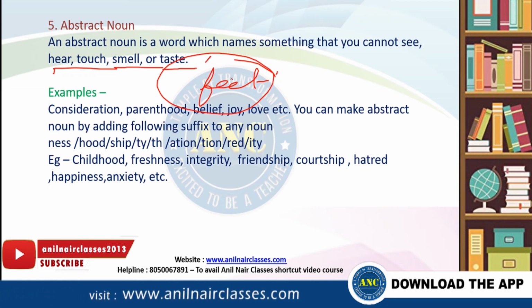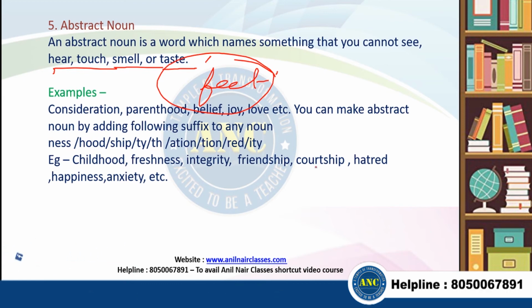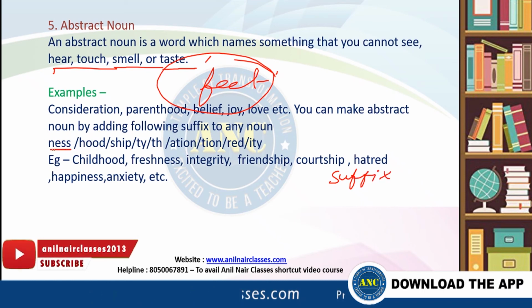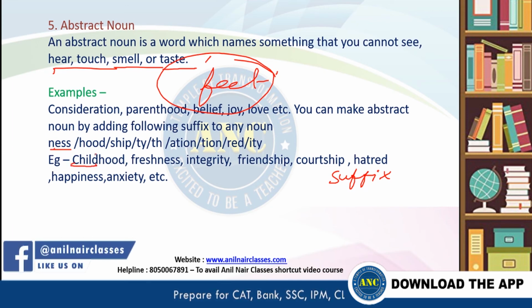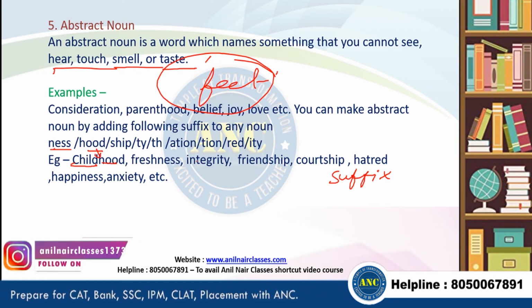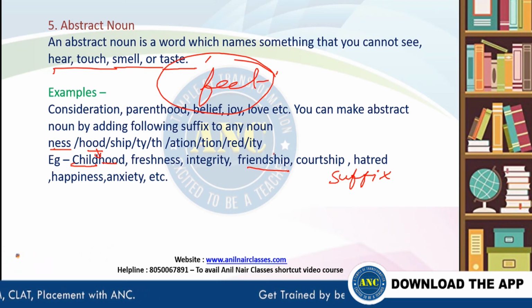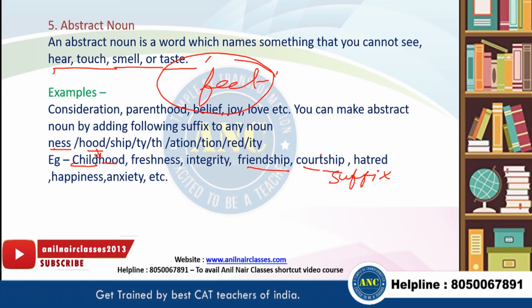Now, it's very simple to create abstract nouns. You have any noun and you add some suffix. Suffixes are the word endings. So you add something like NESS at the end of a noun. You have a child, you add something like hood after it, so it becomes childhood. You have friend and you put ship, friendship. Suffix ship, it became an abstract noun. You have court and you put ship, courtship.